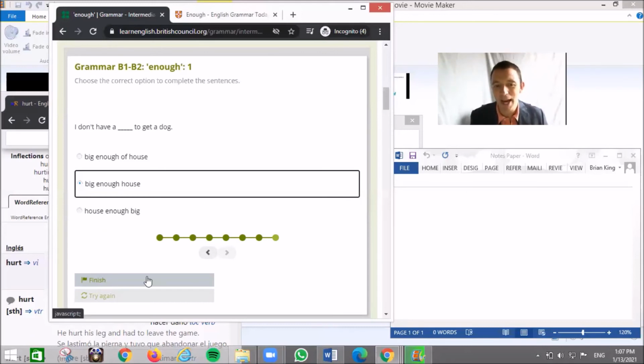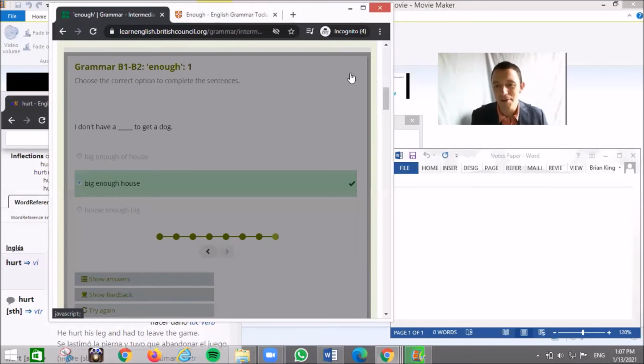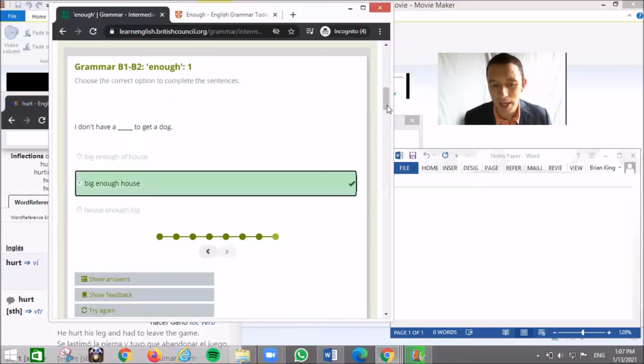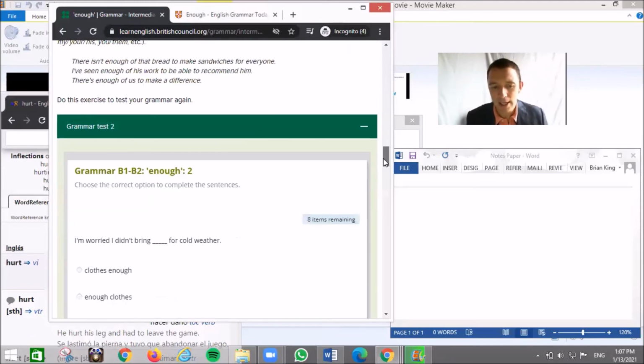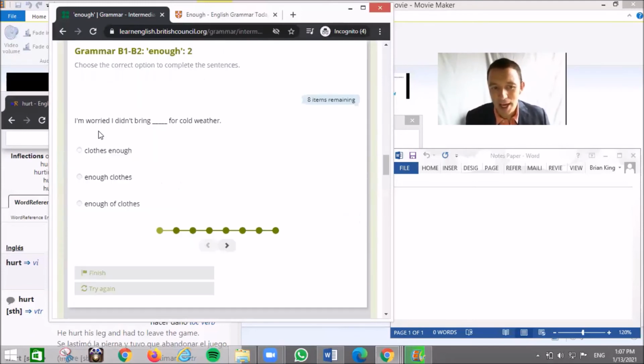So let's see how many errors we have. Okay, good. So everything was correct. And we can move now to grammar test 2. Maybe it's a bit more complicated. "I'm worried, preoccupied. I didn't bring something for the cold weather." "I didn't bring enough clothes."